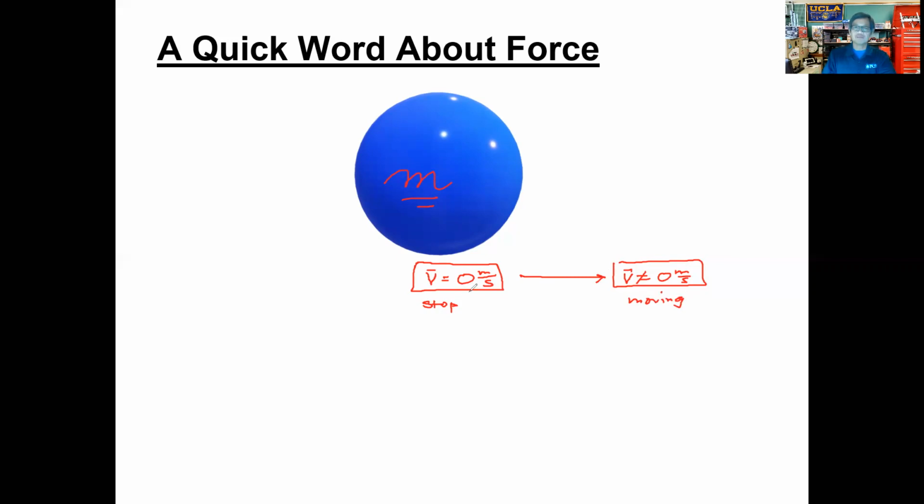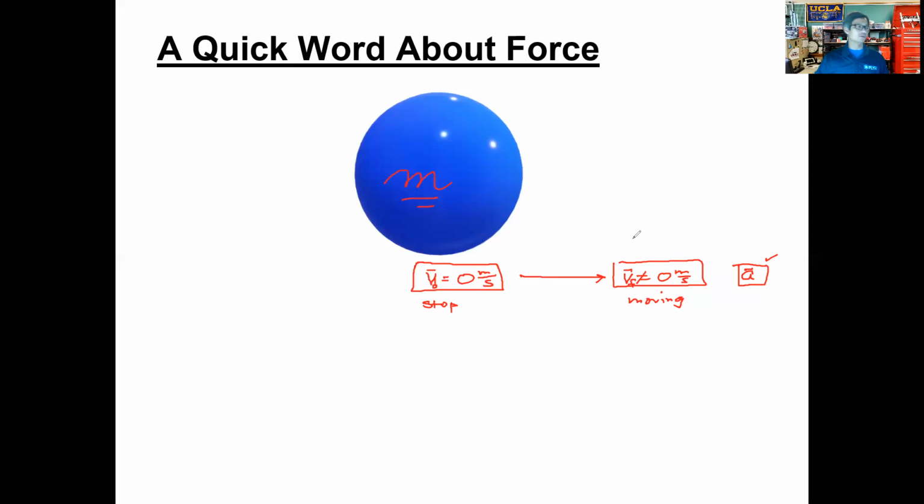If you notice here, if we start out at a velocity of 0 and we end up at a velocity that is not 0, we are changing the way the object moves, and therefore we have an acceleration. This ball is going to undergo an acceleration if we get it to start moving. So it will accelerate. And how do we get it to accelerate? Well, don't worry about that acceleration right now. We'll come back to that. How do we get this ball to start moving?